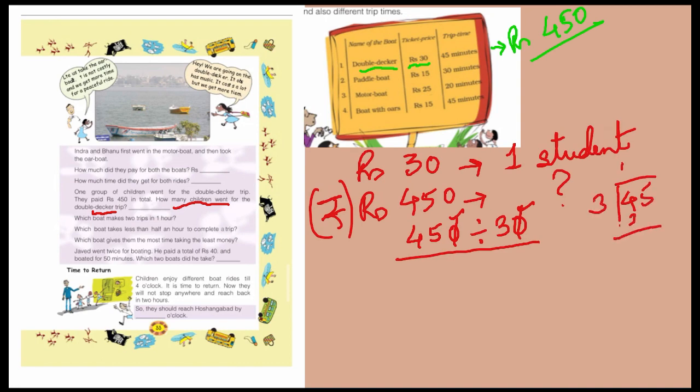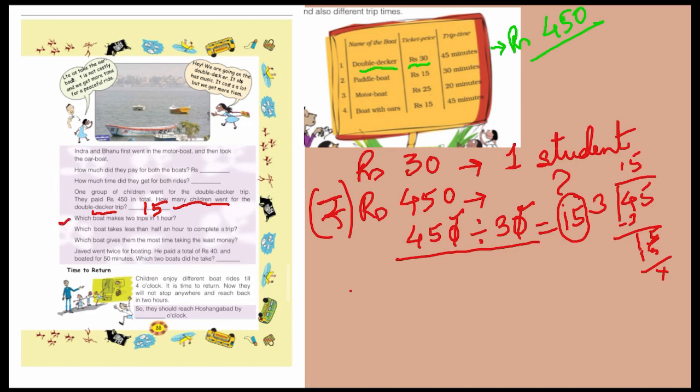So 3 ones are 3, minus 1 remains, 5 comes down, 3 5s are 15. So the answer is 15. If you want to check, you can multiply 15 and 30 and the answer will be 450. So here your answer is 15. That means 15 children can go for the double-decker trip.